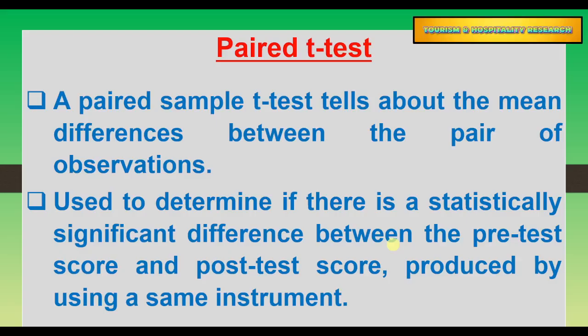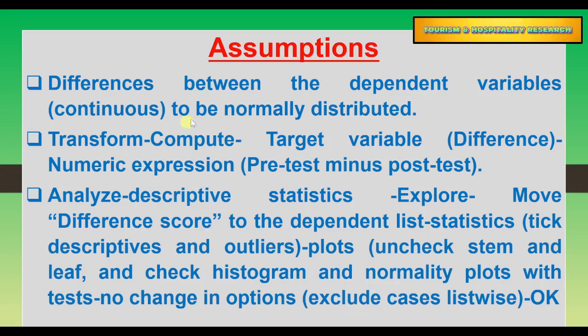A paired sample t-test tells about the mean differences between the pair of observations from the same sample. It is used to determine if there is a statistically significant difference between the pre-test score and the post-test score produced by using the same instrument. Assumptions: the differences between the dependent variables, which are continuous in nature, should be normally distributed.